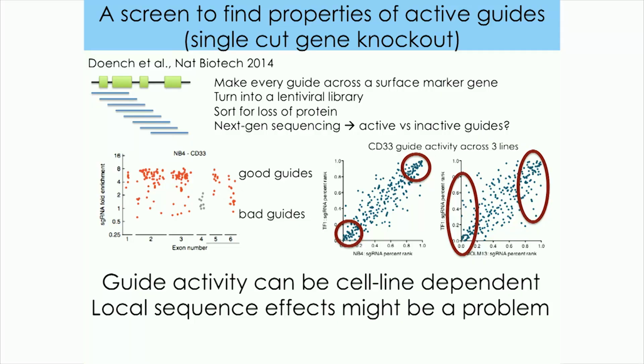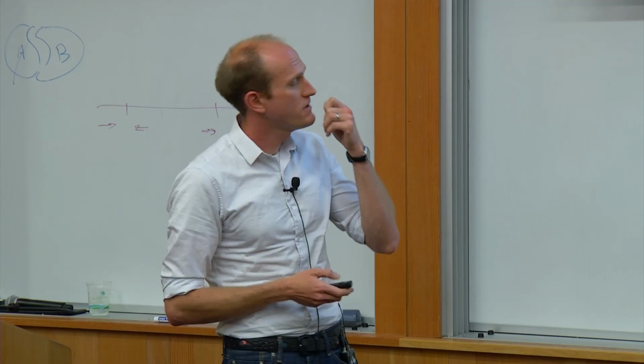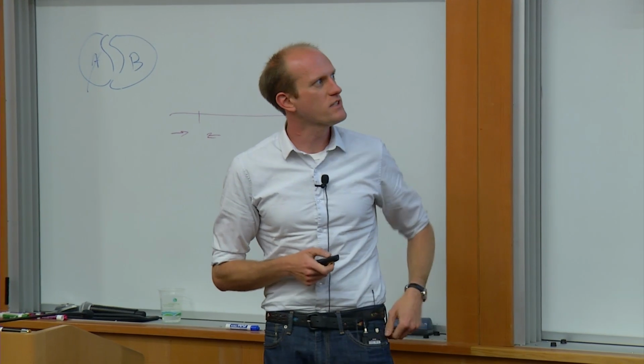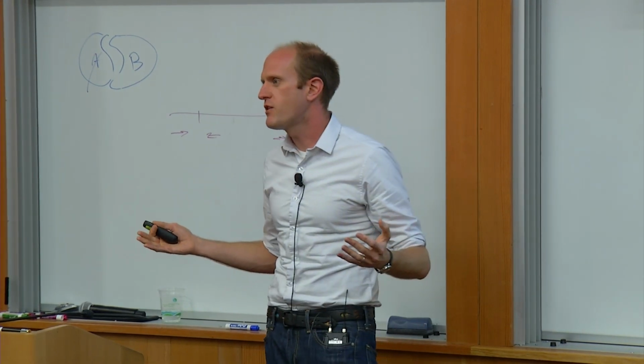Because all of these guys in between, they work pretty well in one cell line. Maybe they don't work okay in the other line, but they seem to work pretty well. But how do you know about your cell line? That's kind of tough. Local sequence effects could be a problem, like SNPs in the cell line of interest, stuff like that. We don't really know.